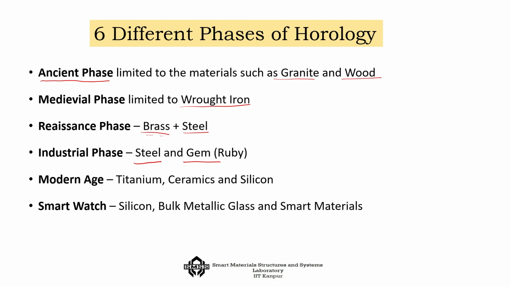And of course, the modern age came, where we have many other materials, alloys of titanium, not simple titanium, then ceramics, then silicon. Those are the elements of modern age clocks. And finally, if you look at today, if you look at your own hand, maybe you will find that you have a smart watch which has silicon, which has bulk metallic glass, which has smart materials. So, this entire evolution of material and the evolution of the science of measuring time has grown hand in hand, and we will try to figure out this fantastic journey together.